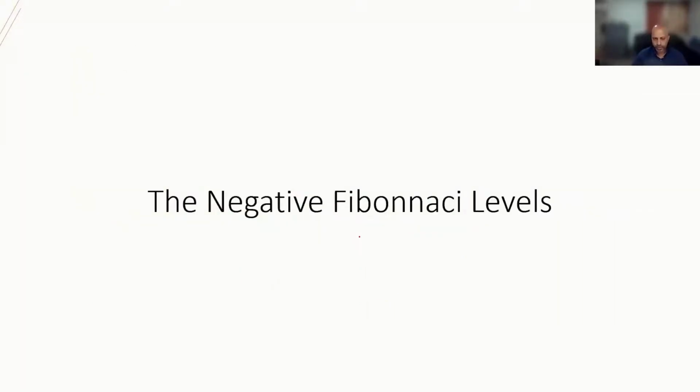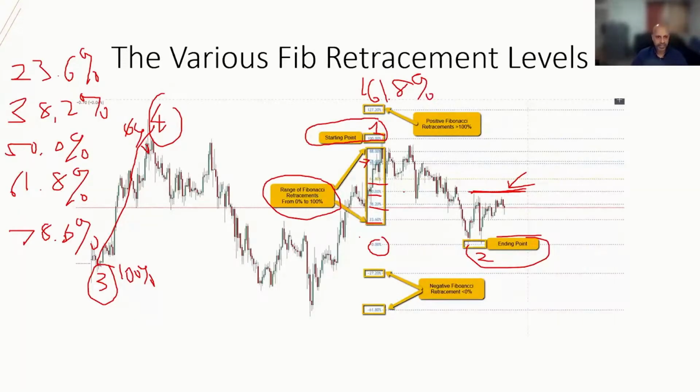As I mentioned, the key retracement levels are 23, 38, 50, 61, and 78. We also have Fibonacci levels that are lower than 0%, and Fibonacci levels that are higher than 100%. So we're going to get to those as well.